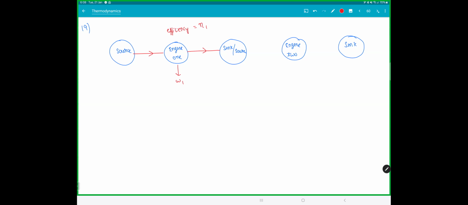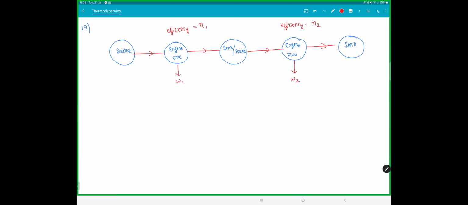The heat is thrown out. Now the steam which is escaping out, they capture that steam again. They reheat it. Now you use this heat to run the second engine. This gives you some other work W2. This efficiency is eta 2, and then finally it is thrown into the atmosphere.